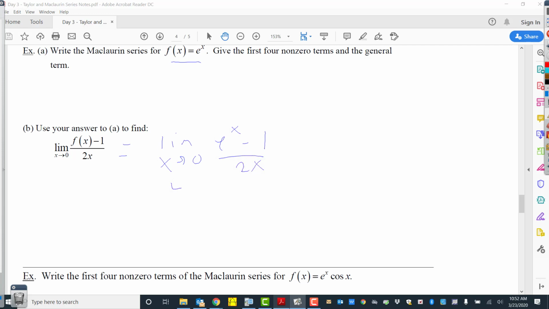We can do L'Hopital's rule here, because if we plug in 0, we have 1 minus 1 over 0, and that's 0 over 0. So the limit as x approaches 0 of e to the x over 2, and lo and behold, when we plug in 0 here, we end up just getting 1/2. So just showing more things that we can do with these series approximations.